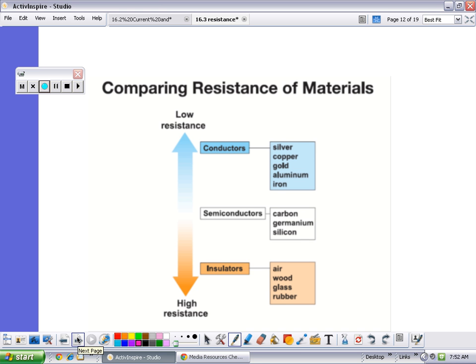So here's just showing the comparing of the resistance of conductors versus insulators. Your good conductors have low resistance because those electrons are going to transfer very well. These are your metals: silver, copper, gold, aluminum, iron. Semiconductors are right in the middle, so they have kind of a mid-resistance: carbon, germanium, and silicon. And your insulators have high resistance. They are not going to transfer those electrons through, so you don't get a current going through: air, wood, glass, and rubber.